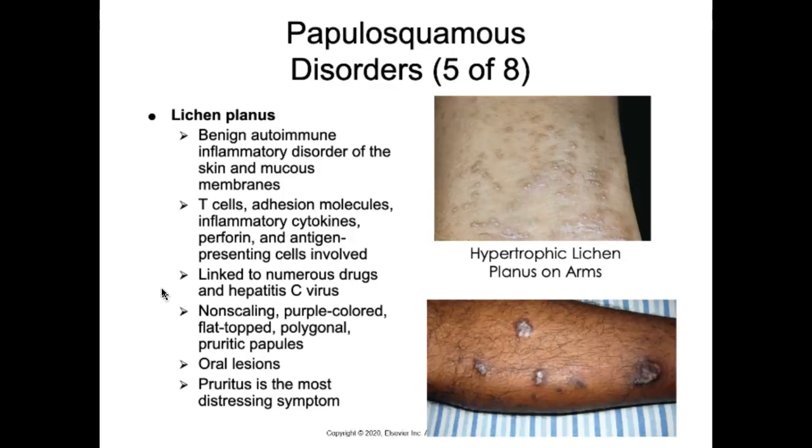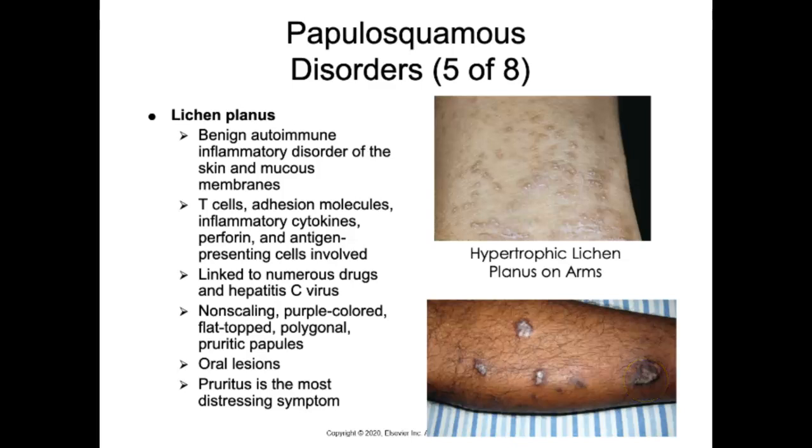It begins with these non-scaling purple-colored, flat-topped polygonal pruritic papules that are about 2 to 4 millimeters in size. So you can see they're quite small. These are a little bit larger in... I wanted to represent this with a darker skin tone, but we do tend to find these in areas of the wrists and the ankles and lower legs, and also the genitalia.